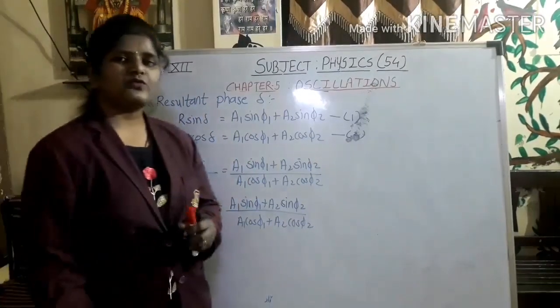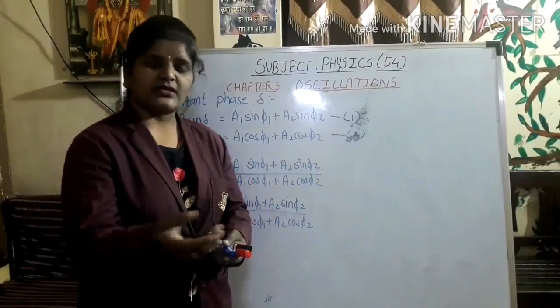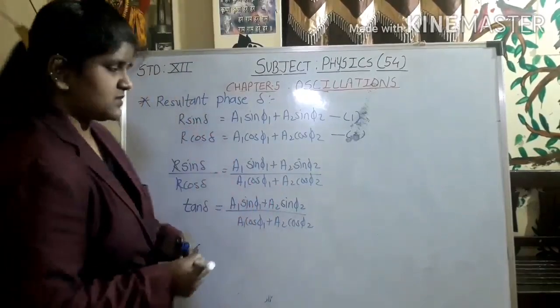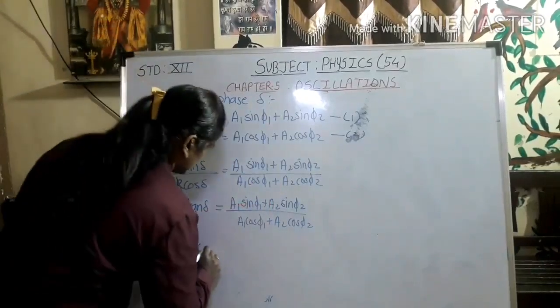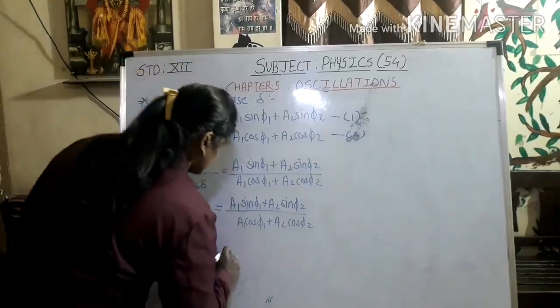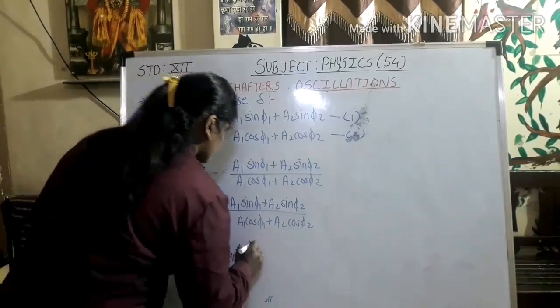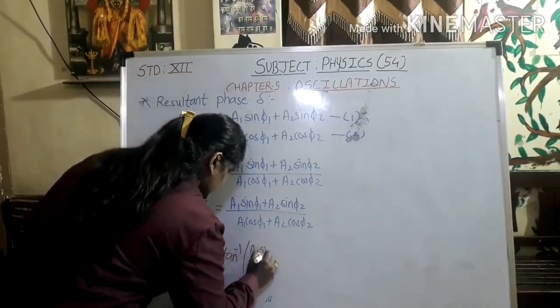Now how to find out the value for delta? That tan goes to the other side and it will become inverse, right? So I am going to write that. I will write the value for delta as this tan goes to this side and it will be inverse. So inverse the same values over here.